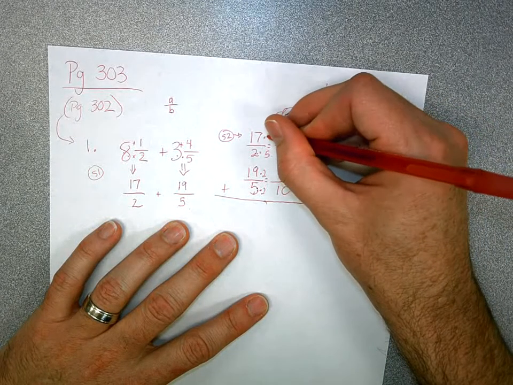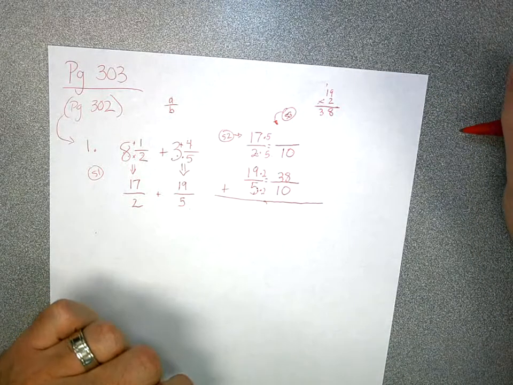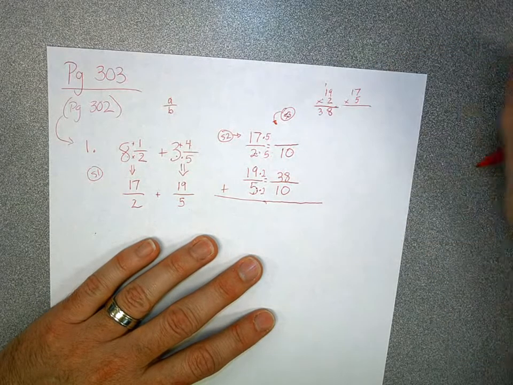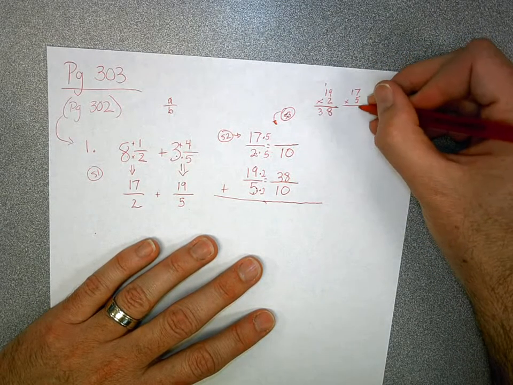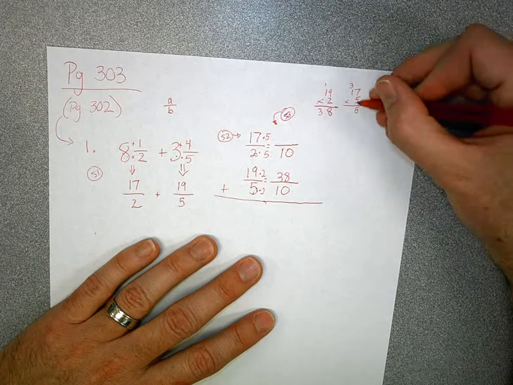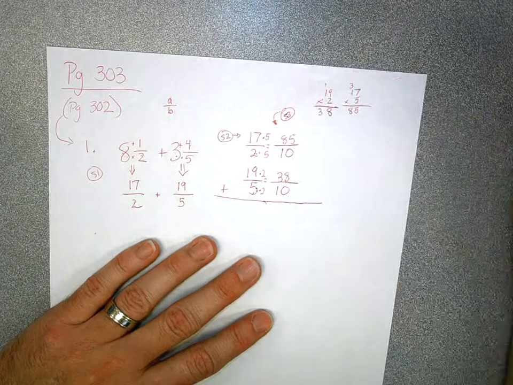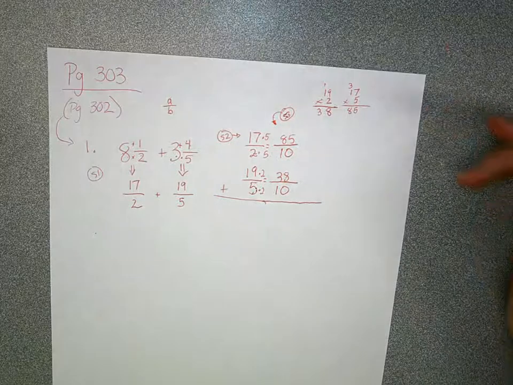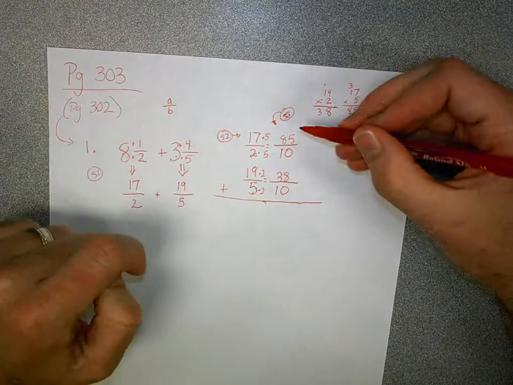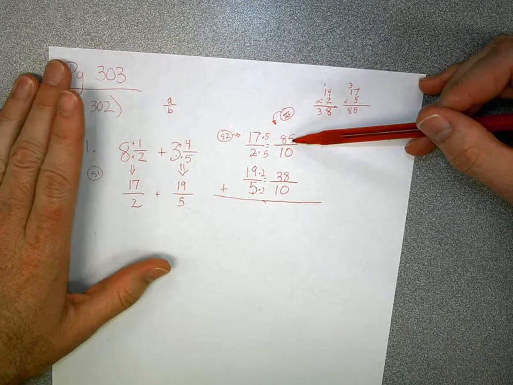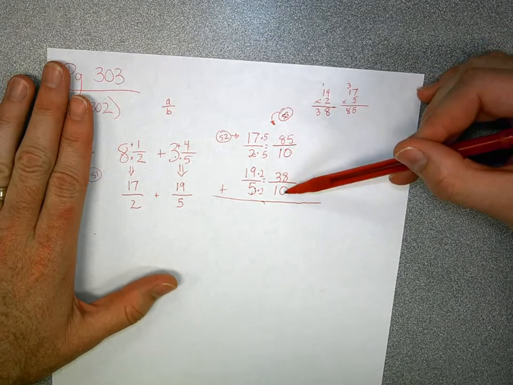So we do the same thing to the numerator, 17 times 5. And again, I could write it over on the side here. 5 times 7 is 35. 5 times 1 is 5 plus 3 is 8, so it's 85. Okay. Now, after we have common denominators, we have a new problem. And again, it's the same problem, just looks different again. But now we have common denominators.